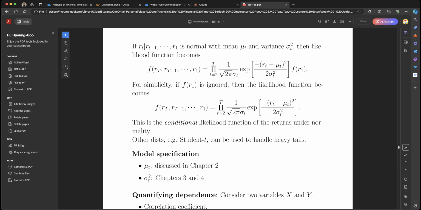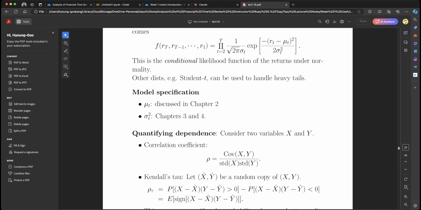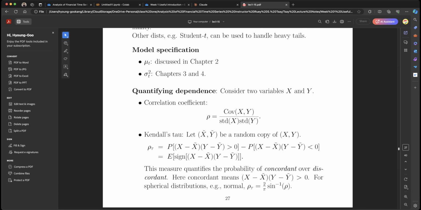Okay. Now, model specification: quantifying dependency. Now, the correlation coefficient. Consider two variables x and y. Consider the correlation such that rho is the covariance of x and y over the standard deviations of x and y. Okay, this is the definition of correlation. And then you have Kendall's tau.